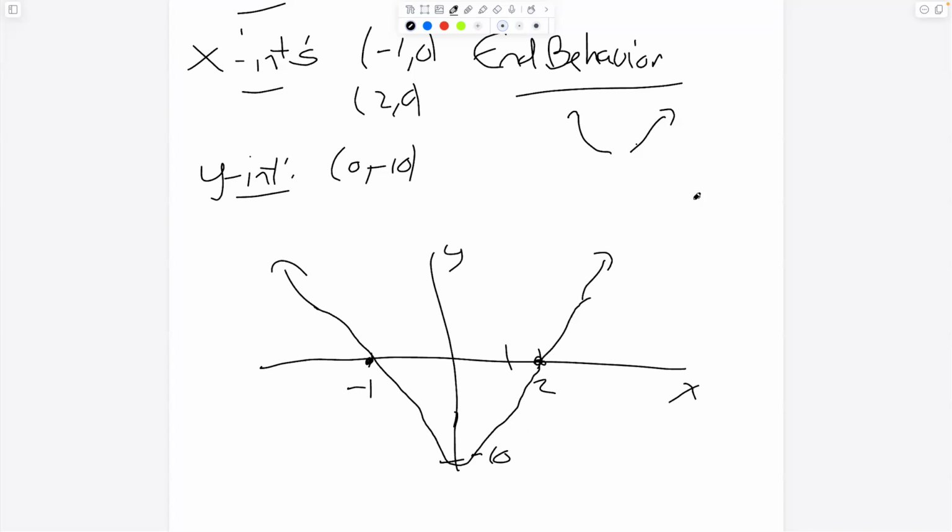Is it possible there are more wiggles in here somewhere? Sure. We need calculus to find those extra wiggles. At this point, this is the best we can do, and that's a good place to stop.